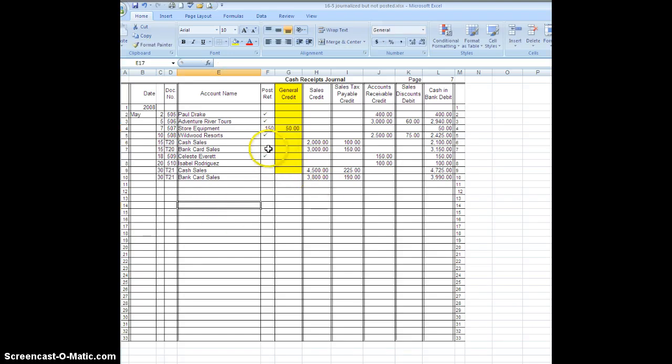Now, the next thing I want you to do, so we're done with this column. If there would be other things in here, we would have to post those individually as well. Now, what I'd like you to do is look at cash sales and bank card sales. These do not get posted individually. So what we're going to do is we're just going to put two dashes in there.